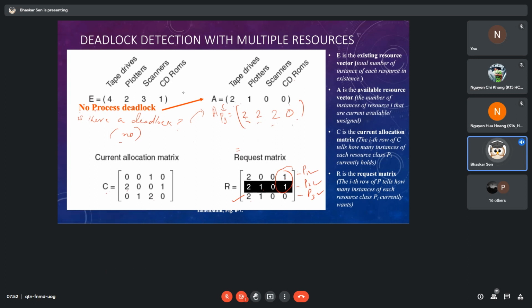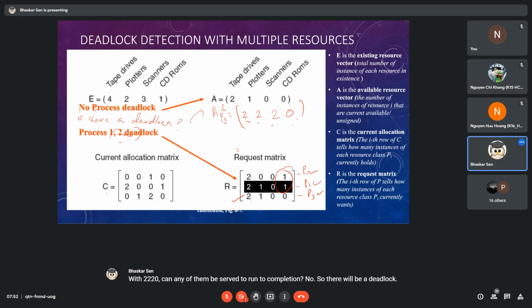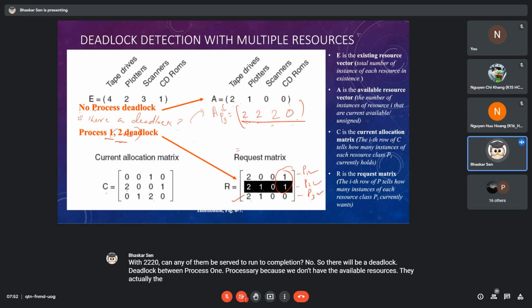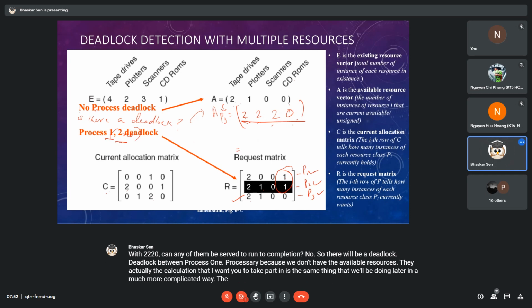With 2220, can any of them be served to run to completion? No. So there will be a deadlock between process 1 and process 2, because we don't have the available resources. The calculation that I want you to take part in is the same thing that we'll be doing later in a much more complicated way. We'll call it Banker's algorithm.